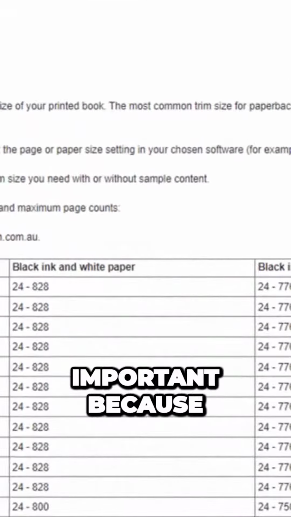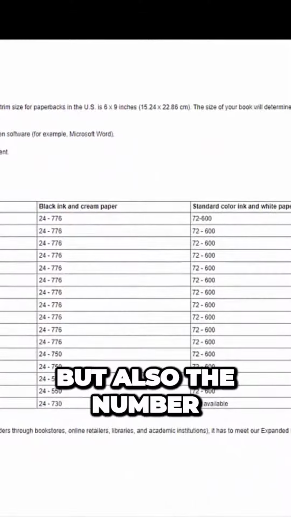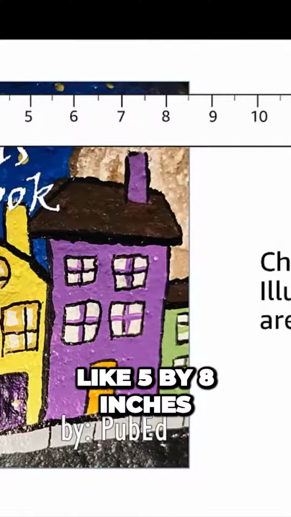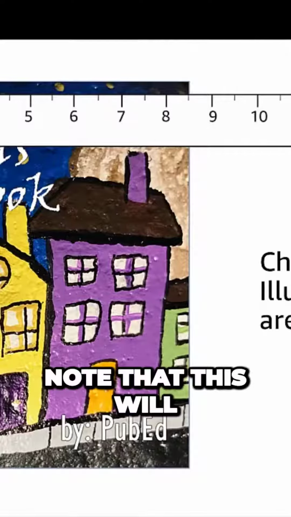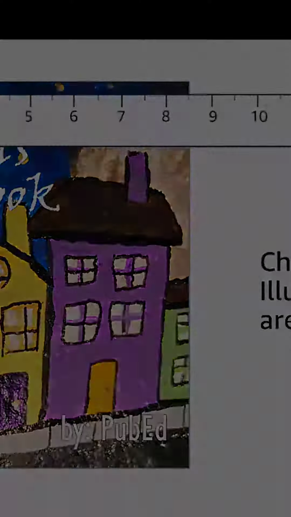Your trim size is important because it not only determines the size of your book, but also the number of pages in your book. And some novels may be smaller, like 5 by 8 inches. Whatever trim size you choose, note that this will determine your page size for both your interior and cover file.